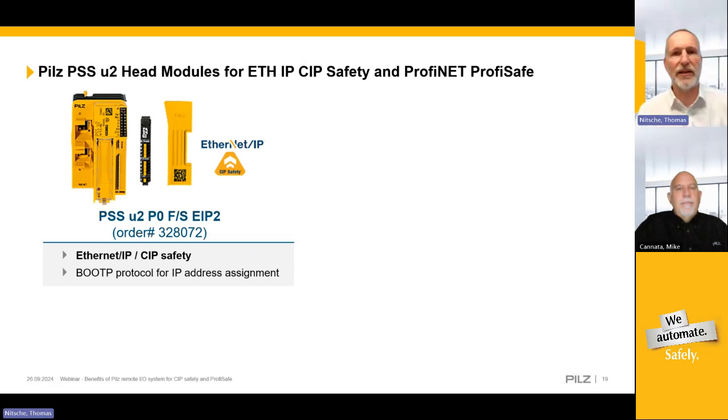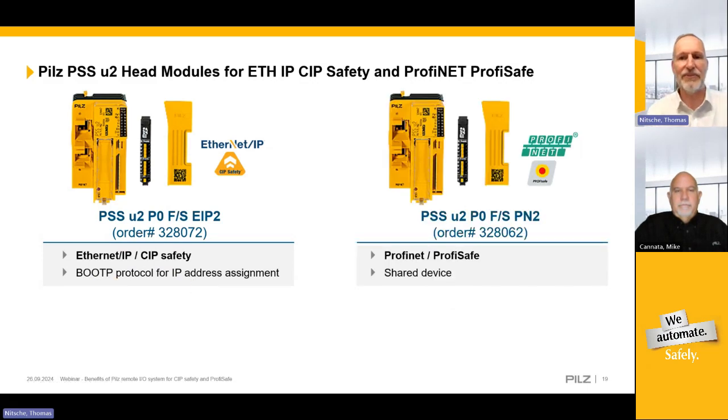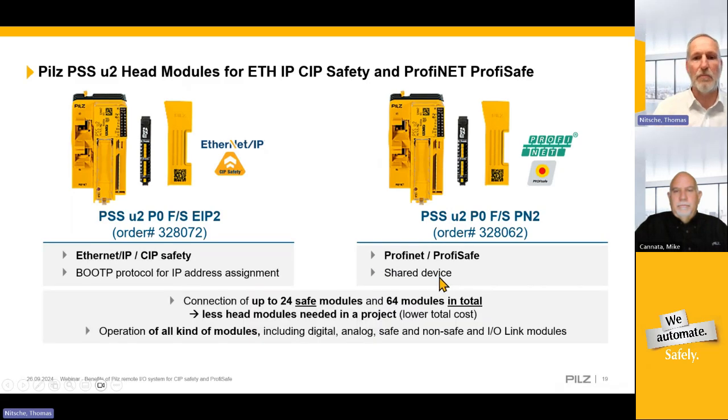And here you go. If we now dive into the head modules, we have only two head modules: the EtherNet/IP module for EtherNet/IP CIP Safety, with BOOTP protocol for IP address assignment, and equivalently the PROFINET PROFIsafe module, which is a shared device. Both of them are capable of connecting up to 24 safe modules and in total 64, which means if you have a look at your project, in total you need fewer head modules.